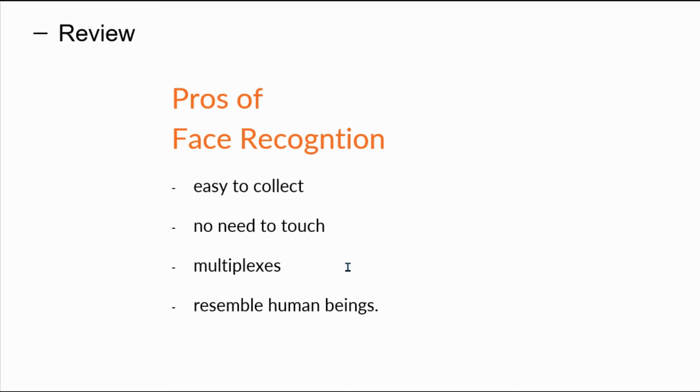That means we can capture images by using several cameras at the same time and analyze: is there a person here, and which person is this person. Okay, and last, it resembles human beings, because as human beings we recognize a person most of the time using our eyes. So as a computer we also spend more time on computer vision.